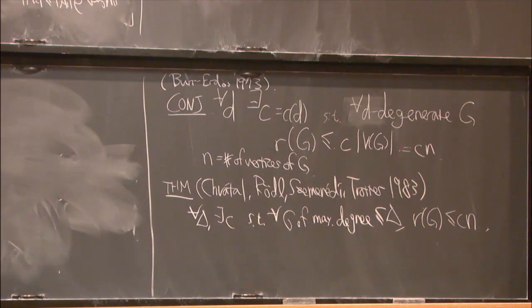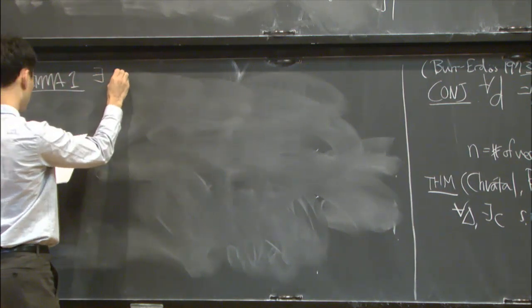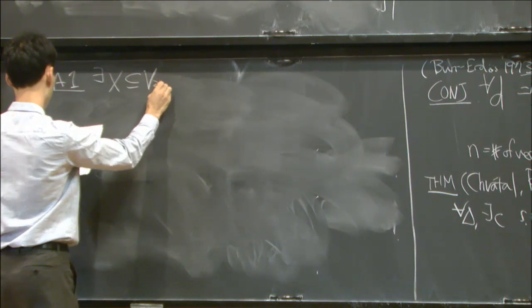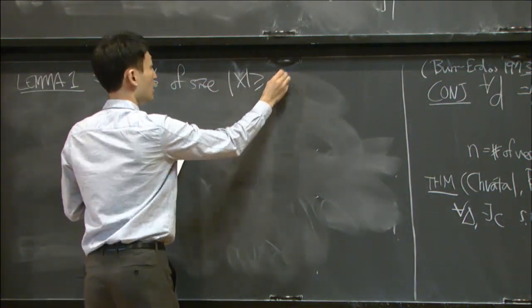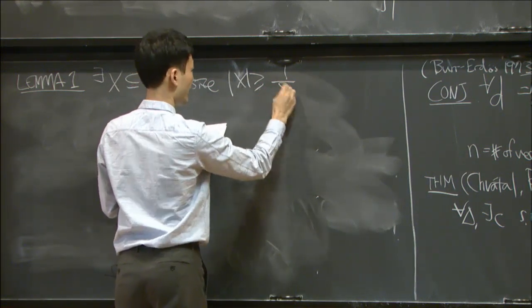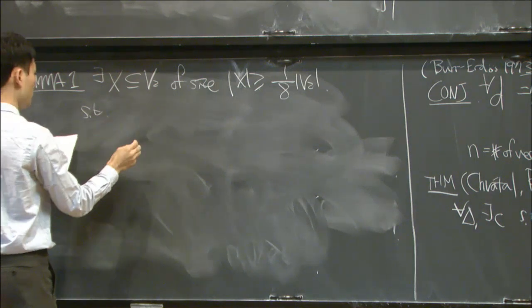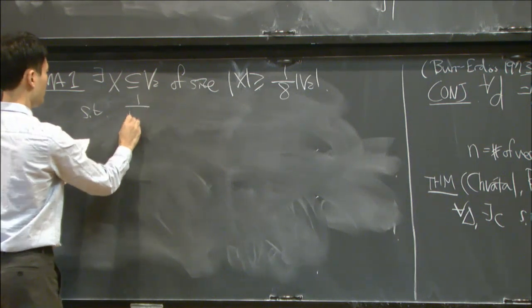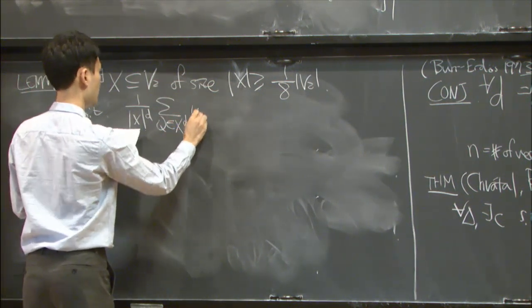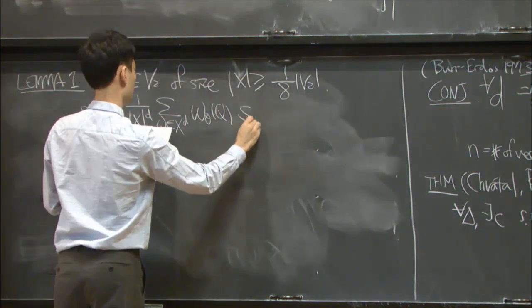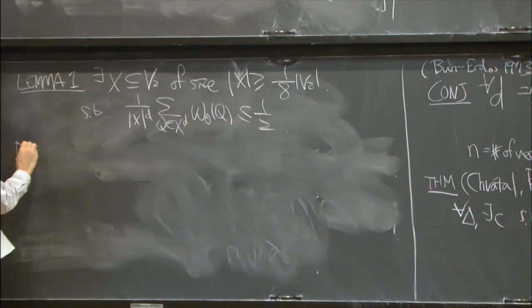So there are two lemmas. The first lemma is the following. There exists a subset of V2 of size at least 1/8 times V2 such that this quantity is less than half. I rushed too much. I apologize, I should have defined this first.